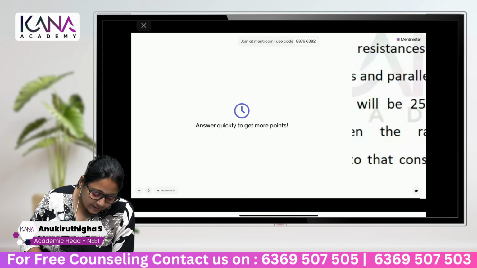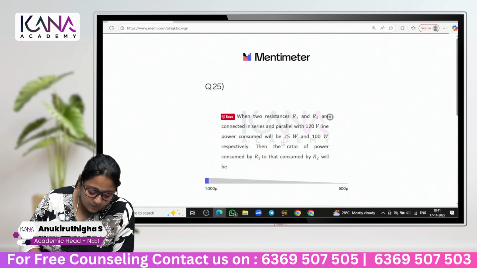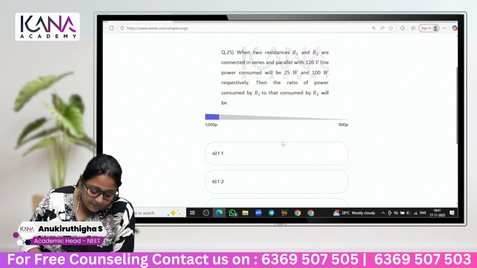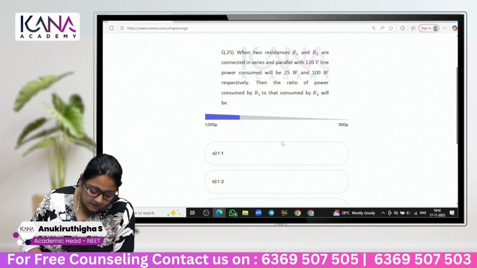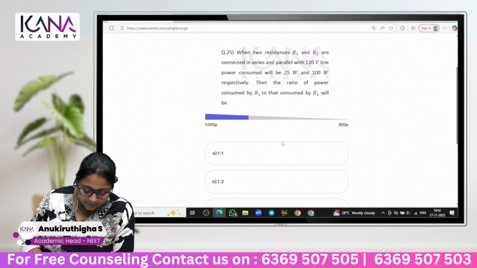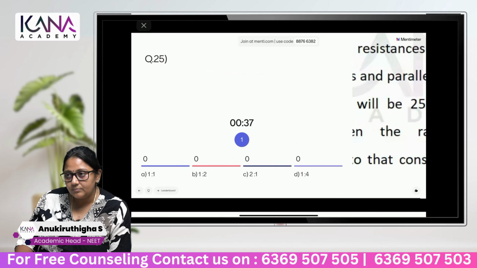And the last question, when two resistances R1 and R2 are connected in series and parallel with a 120 volt line, power consumed will be 25 watt and 100 watt respectively. Then the ratio of power consumed by R1 to that consumed by R2 will be, they are asking the ratio of how much power R1 and R2 have consumed. And you're left with 40 seconds. Last question, make it faster.